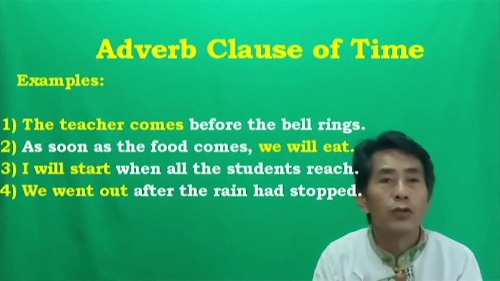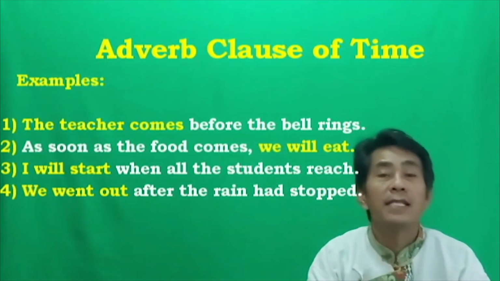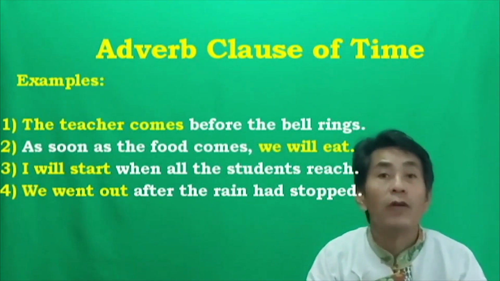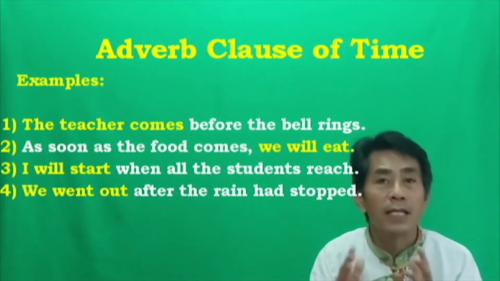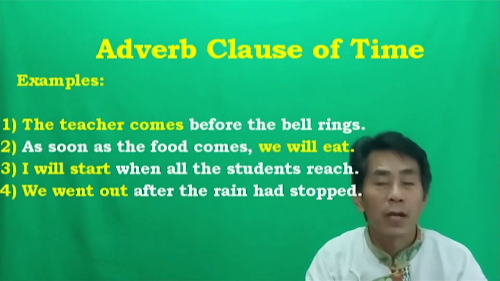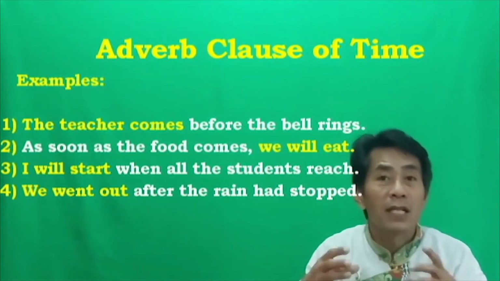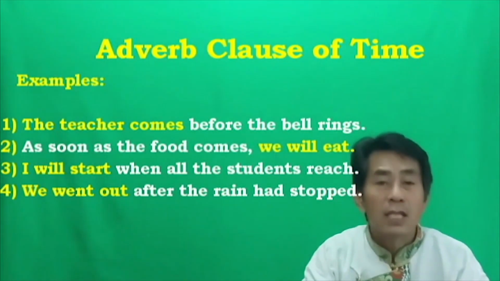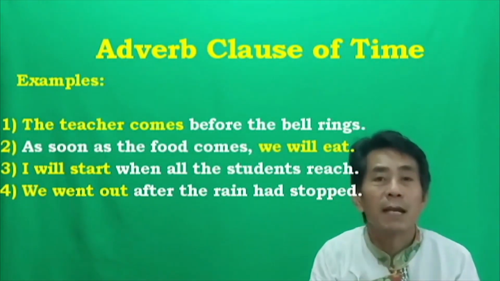I told you there are two kinds of adverb clause. The first one is the adverb clause of time, and the second one is the adverb clause of condition. These two are in your syllabus. First let us do the adverb clause of time. It is an adverb clause, of course, but this clause does the work of showing time. If you go through this example, you will easily identify it.